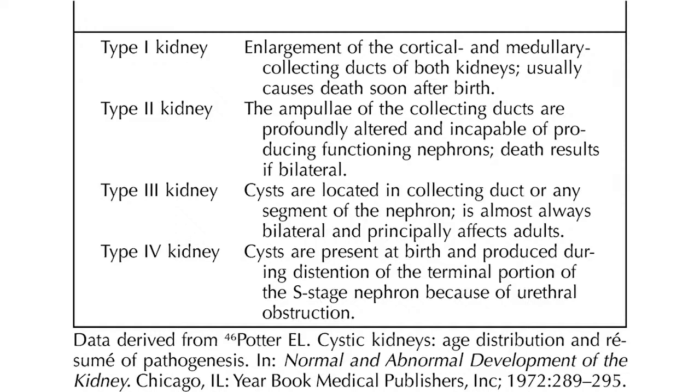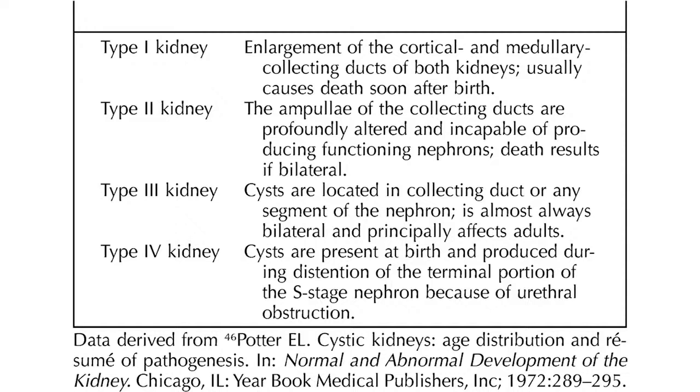So, there are type 1, type 2, type 3 and type 4. This is a very old and very famous Porter classification. ये आपको पता होना चाहिए. Okay, तो note it down, what is Porter classification of normal and abnormal development of kidney. It is published and this is type 1, called as an enlargement of cortical and medullary collecting duct of both kidneys, usually causing death soon after birth.